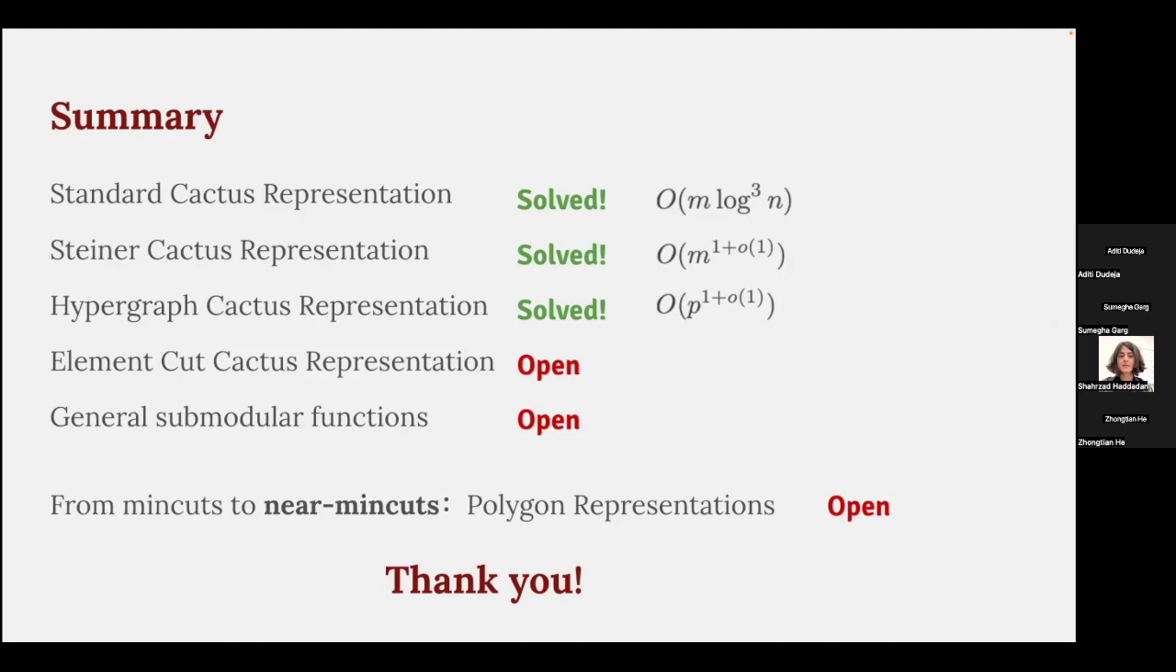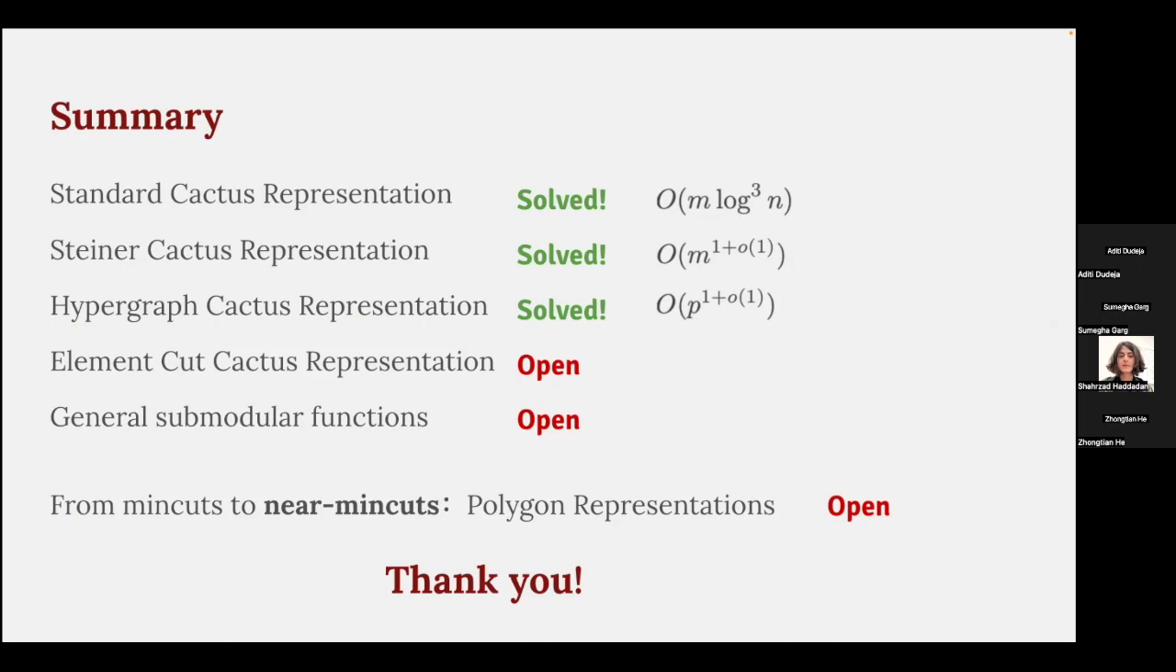By Flanner and Jordan's work in 1999, they show that for any submodular function, there exists a hypercactus representation for all the minimizers of this submodular function. The same reasoning holds for element cut. Element cut means that you can delete both edges and vertices.